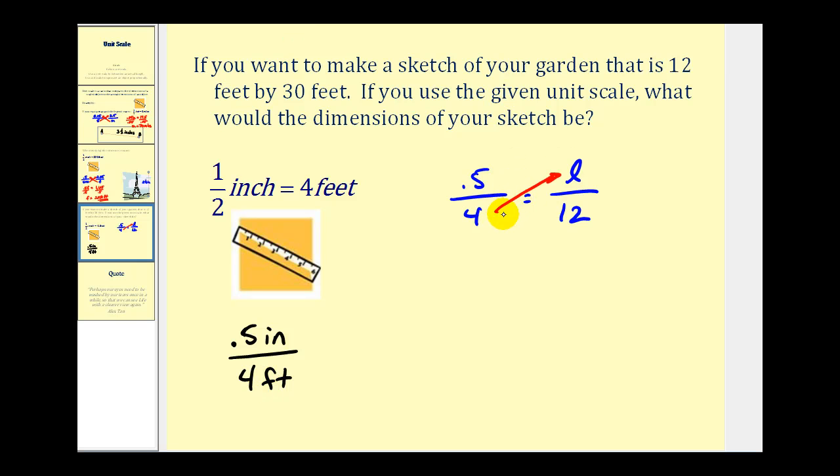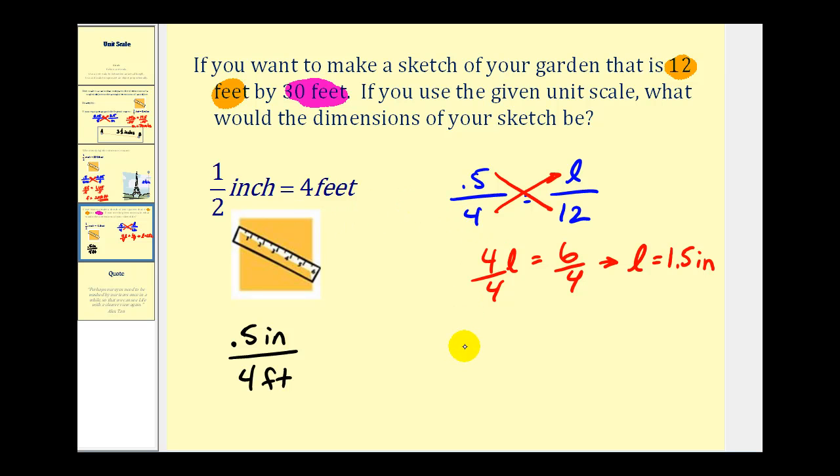Now we'll find our cross products. 4 times L must equal 0.5 times 12. That would be 6. We'll divide by 4. So we're going to have the length is going to be 6 divided by 4, or 1.5 inches. So this would be the scaled measurement for 12 feet. Now we'll do the same for 30 feet.